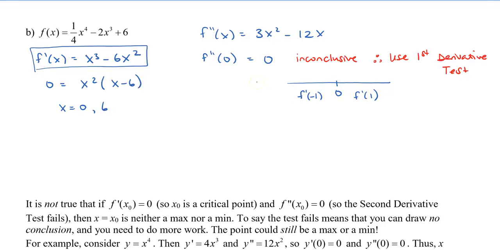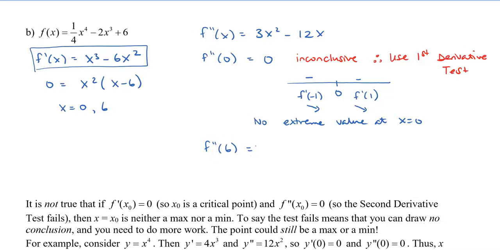So when I put negative 1 into here, sorry, I get negative, which means it's going down. And I plug in 1, it's also negative, and it's going down. So that means there's actually no extreme value at 0 because it's going down and then down again. So no extreme value at x equals 0.